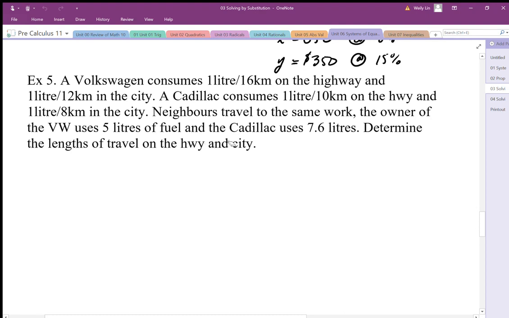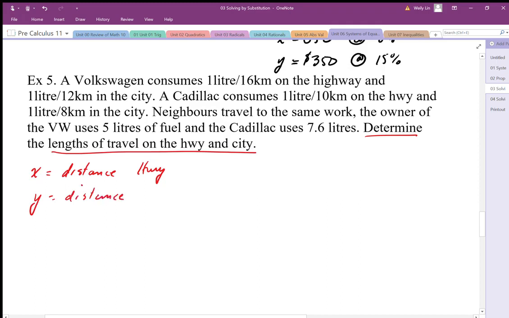The amount of travel on highway and city is the same for both neighbors. And since that is what we're looking for, the length of travel on highway and city, we're going to use that to establish our variables. So x is the distance on highway, and y is going to be the distance in city.